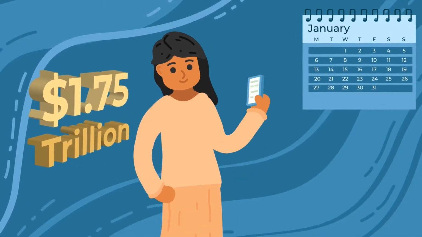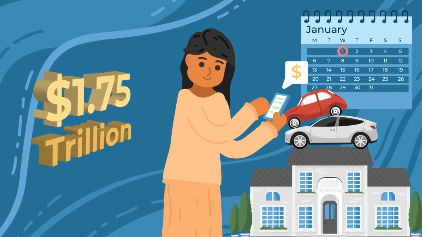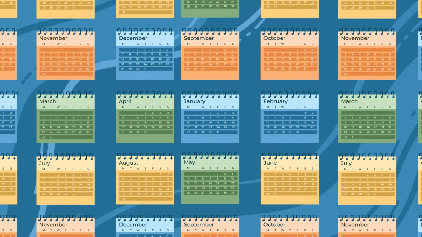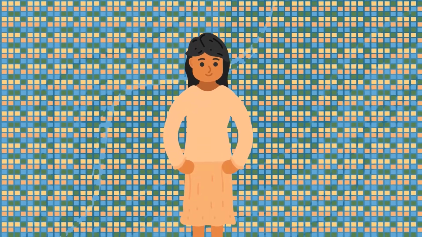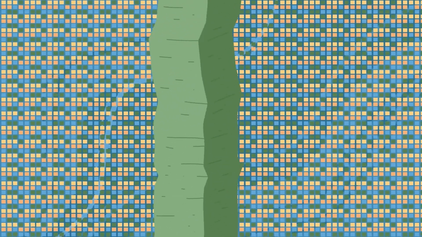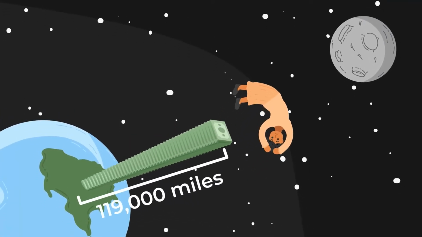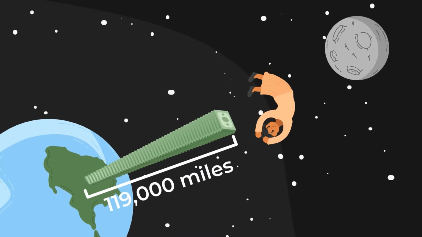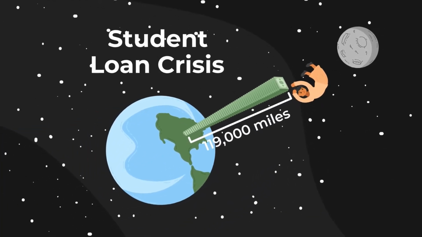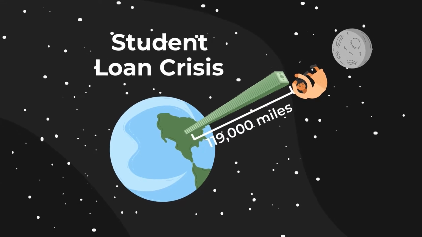To put that number in perspective, if you spent $1 million every single day, it would take you 4,795 years to spend that much money. Put another way, if you had 1.75 trillion $1 bills in a stack, it would be 119,000 miles tall and reach halfway to the moon. Needless to say, the student loan crisis is a major issue facing our nation.